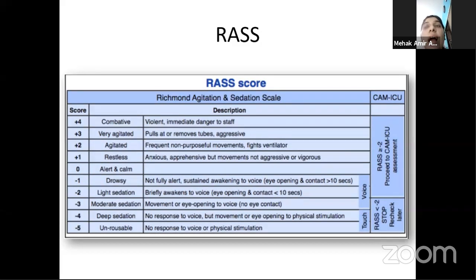When the patient is unarousable, and doesn't respond to the voice or the painful stimulus, then you mark -5. On the upper side, the patient is restless, anxious, apprehensive, or agitated. +2 is agitated, with frequent non-purposeful movements, and the patient frequently fights with the ventilator. So your goal should be -2 to +1. You don't want the patient to fight with the ventilator. So your sedation score goal should be from -2 to +1. Next slide, please.